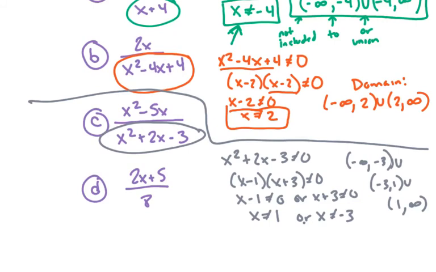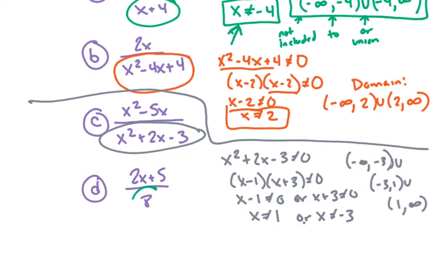So for part D, I'm going to do the same thing. I'm going to take the denominator and set it equal to 0, or say that it can't equal 0. Except this time I don't have a variable, so we know that 8 is never going to equal 0. So for this one, there actually isn't a restriction because there's no variable there. 8 doesn't equal 0, and it's never going to equal 0.